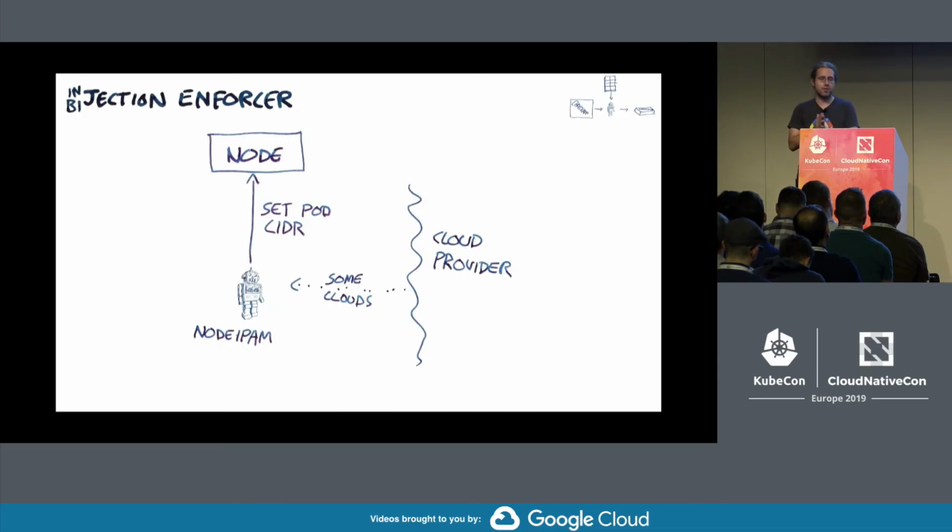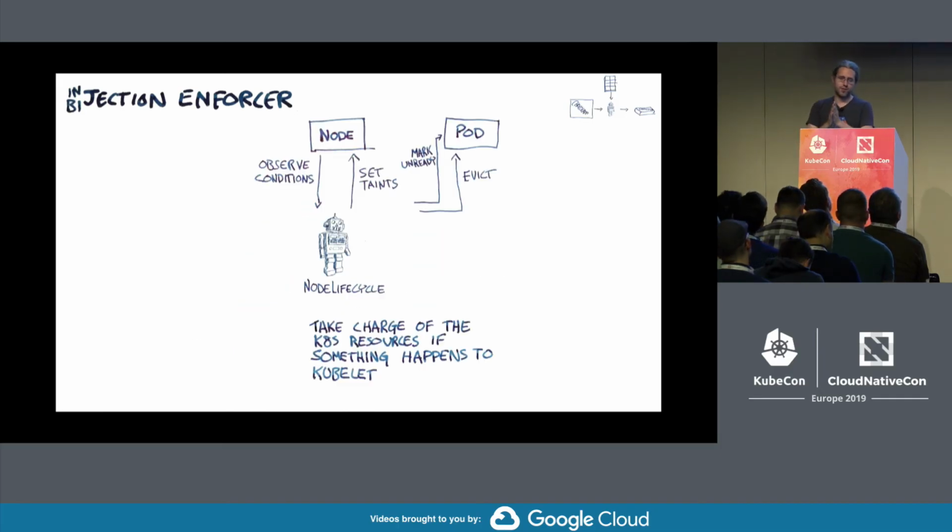The node IPAM controller sets up the IP address ranges for pods that go onto that node. Maybe it gets it from the cloud provider. The node lifecycle controller observes conditions on the node and sets taints, which keep pods from scheduling. Also, if the node goes too unhealthy, it will evict the pods. If the node isn't around to manage itself, we have to have a backup controller come in and manage things for it. I'll point out that this one is a good example of bridging: understanding the node conditions and turning those into a set of things that the scheduler can understand. So the scheduler doesn't have to understand a low disk state or something on the node. It can just look at the taint.